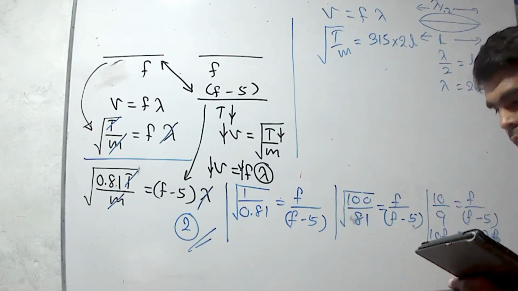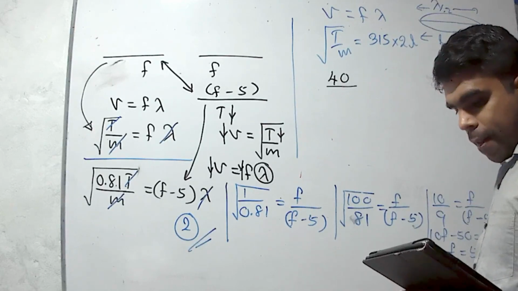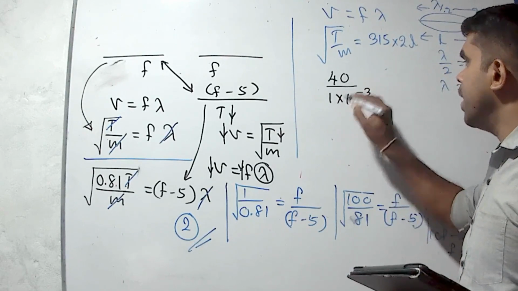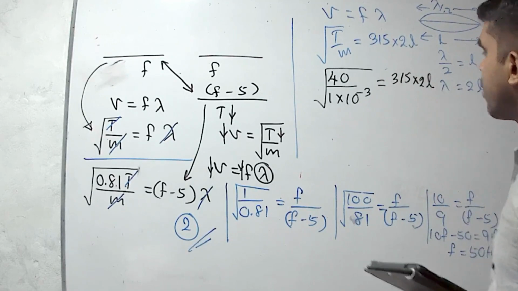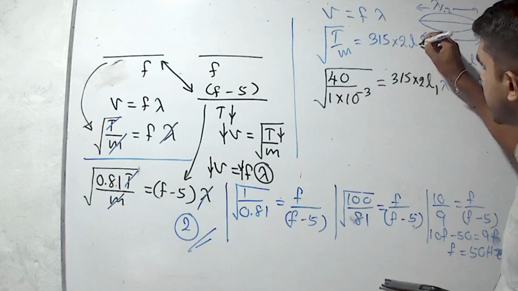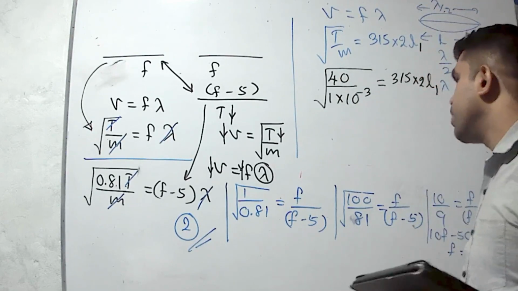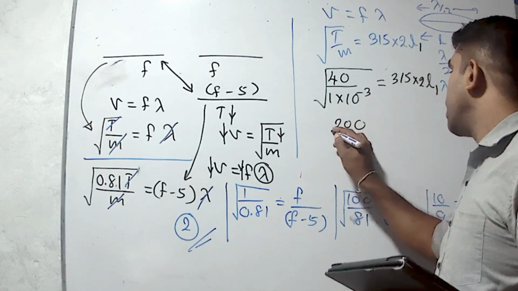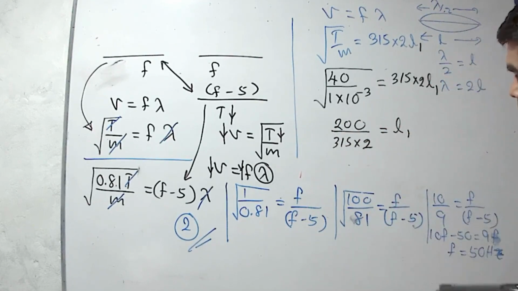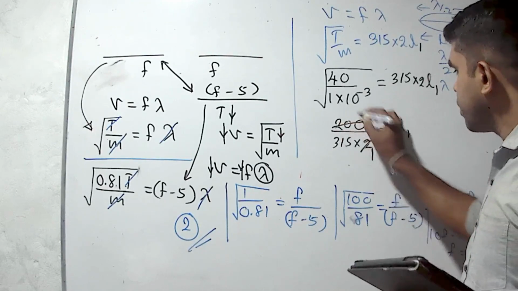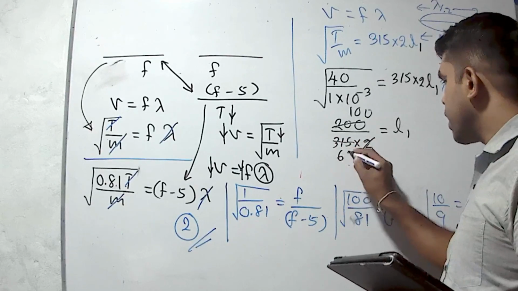And we can substitute tension, 40 Newton. Linear density, 1 gram per meter, 1 into 10 to the power minus 3 kilogram per meter. 315 into 2L. Then we can find the length in the first situation. I will consider it as L1. Square root of this value, 40,000 square root, means 200. Divide by 315 into 2 is the first resonance length. Divide by 2, 100. Divide by 5, 63. Divide by 5, 20.